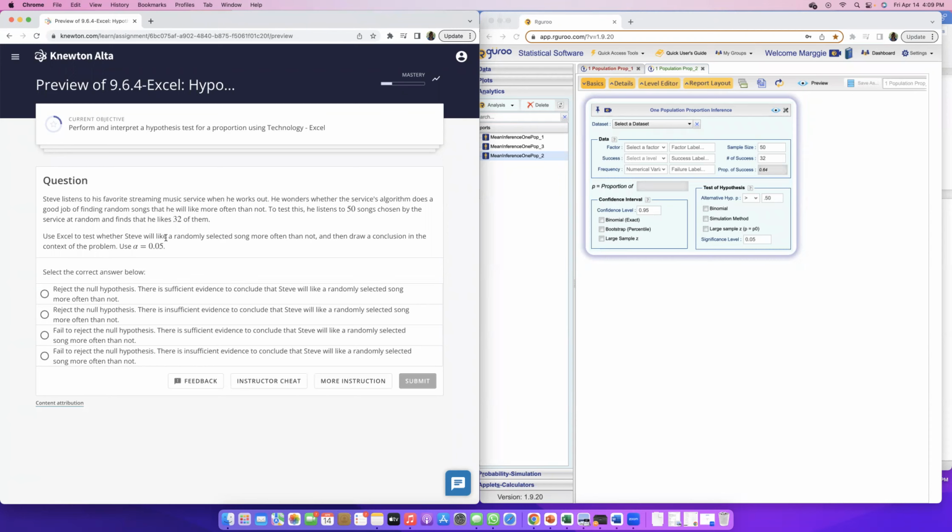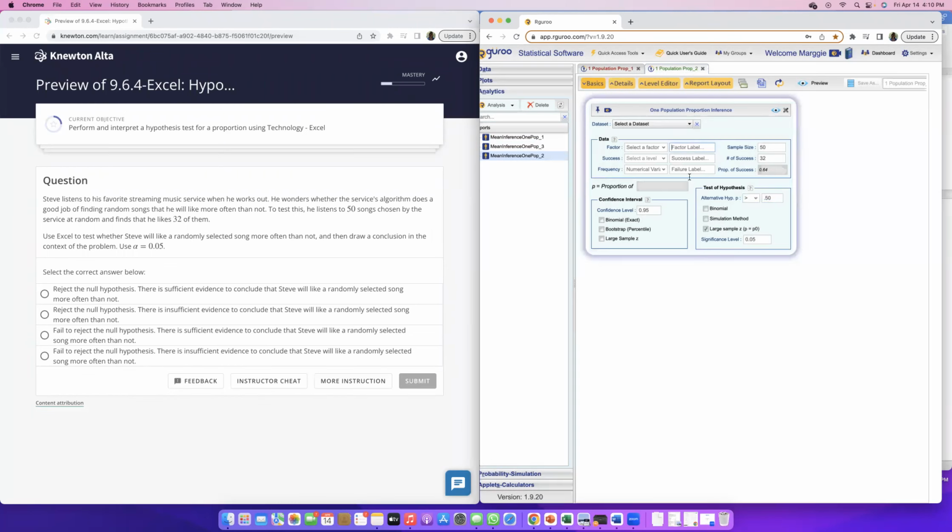So it says that Steve will like a randomly selected song more often than not. So this is more than 50% he will like, less than 50% he won't like. So then we want to see a greater than 50%. We do a large sample Z and we click in here.